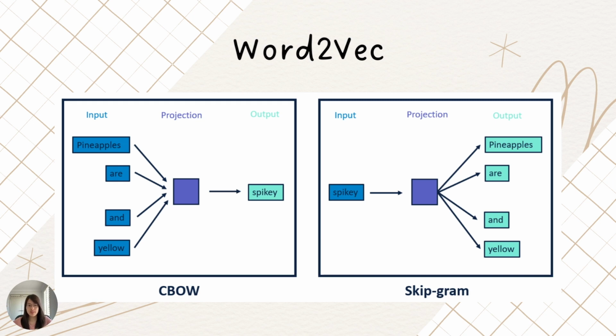If you want to create 100-dimension word vectors, the hidden layer will have 100 nodes. So for example, for CBOW, we want to predict the center word, which is spiky. And we have the context words, which are pineapples, are, and yellow. So these are the vocabulary we use to train this neural network. When we put in this input, pineapples, are, and yellow, it will go into the projection or hidden layer and predict the word spiky. So now we know pineapples are spiky and yellow. As for the skipgram model, it's the other way around, where we want to predict pineapples, are, and yellow from the word spiky.